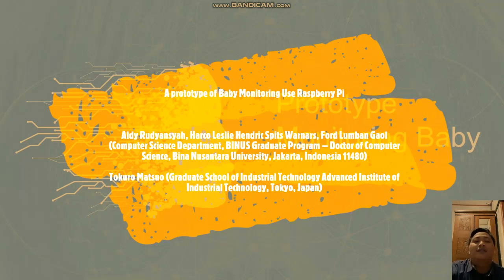In the second section, we describe some references used to assist in prototyping. In the third section, we will discuss the result and discussion, which covers the baby monitoring block diagram, the process block diagram, creating and installing the Raspberry Pi cam, and finally system testing. And in the fourth section, the last section, is the conclusion.